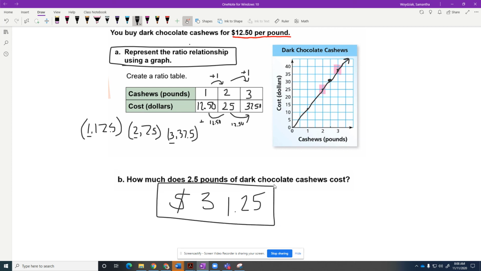$31.25. Which makes sense because it kind of curves right here because I didn't make a straight line. But if it were perfectly straight, it would hit right above the 30 at about $31.25.